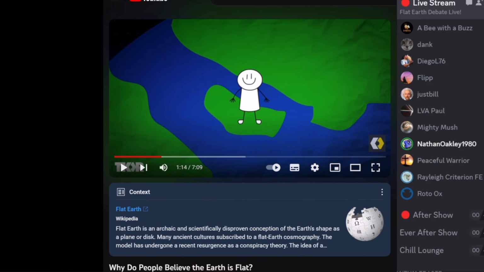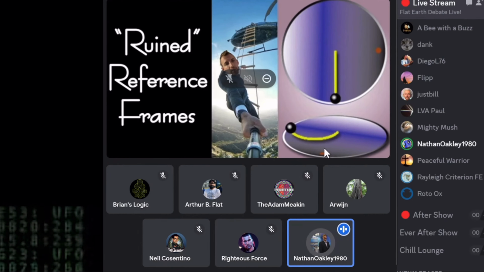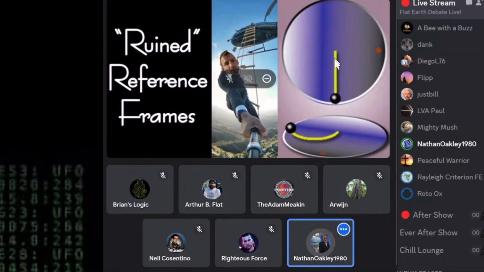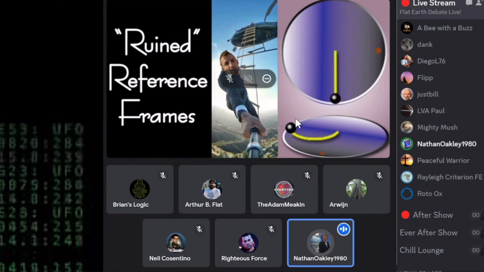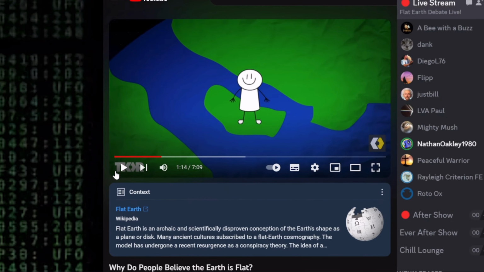Let's bring SciManDan and his ruined reference frames up again. Ruined. Good old Nathan Oakley. Ball goes straight, but looks like it curves because you're sat on a rotating reference frame. So there is no force bending the ball. It's moving straight. It only looks like it. She ain't describing it that way, though, is she, Adam? Not yet. But Brian made it seem like she was when he said apparent. No, she hasn't said that. No, that's the contradiction, though, isn't it?